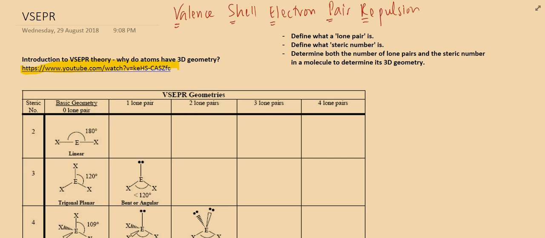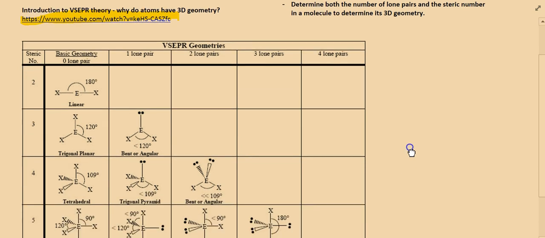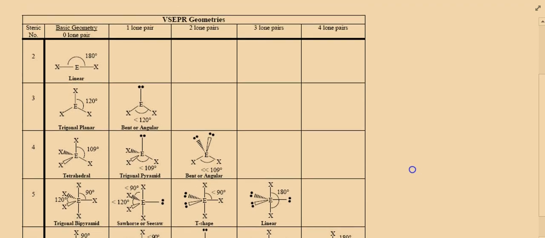But in this video that you are watching right now, what we'll be doing is working out how to apply VSEPR theory. So we will be working out basically the three-dimensional structures of various molecules. Okay, and in order to do this, we need to be able to interpret this kind of chart here. So this VSEPR geometries chart.